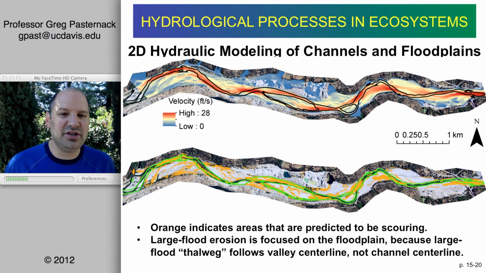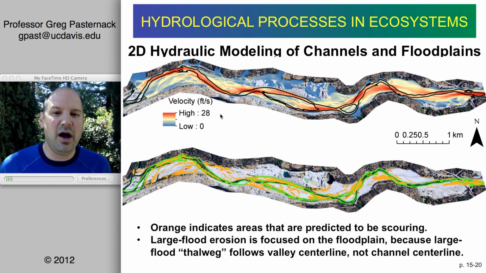So here's another section of that same river. And again, you see a clip of an aerial photo. The water is flowing from right to left across. And then red indicates very high velocities up to 28 feet per second. And blue, like a pure dark blue, would represent 0, so like stagnant water. The black outline shows the actual channel.